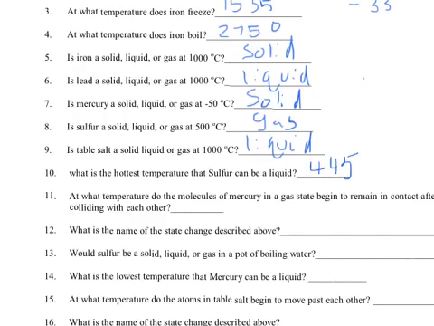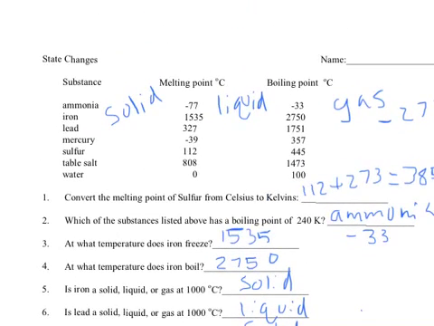The next one is, at what temperature do molecules of mercury in a gas state begin to remain in contact? Now that's called condensation. So we're talking about mercury changing from a gas to a liquid. So we need to find mercury. Here's mercury. It's a gas at this temperature. It's a liquid here. It makes a change at 357.